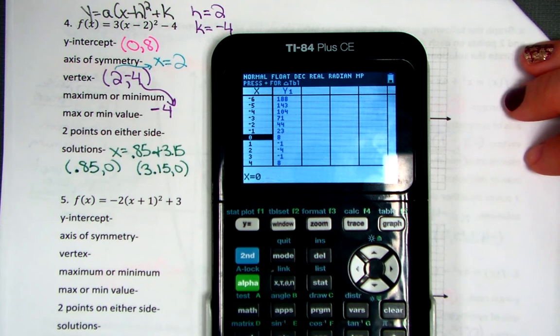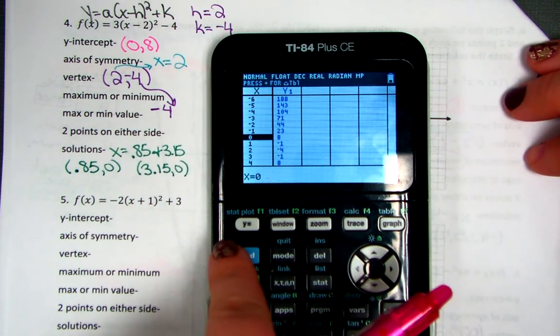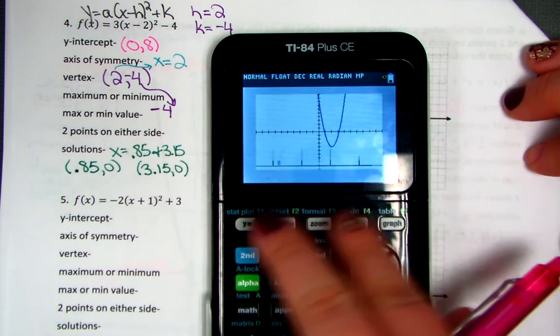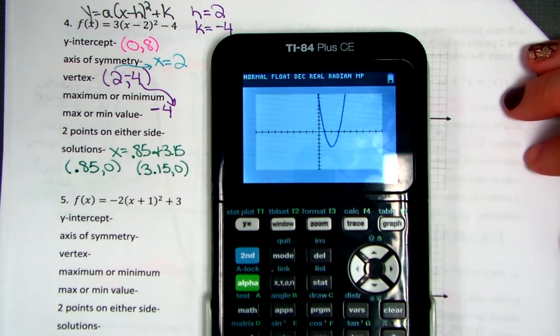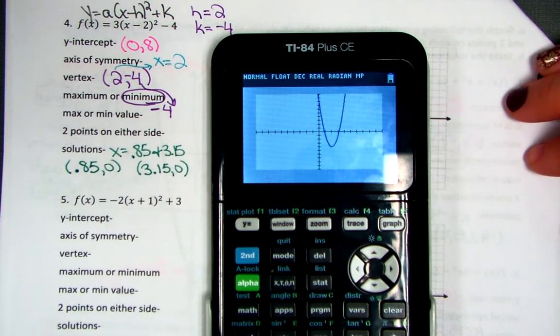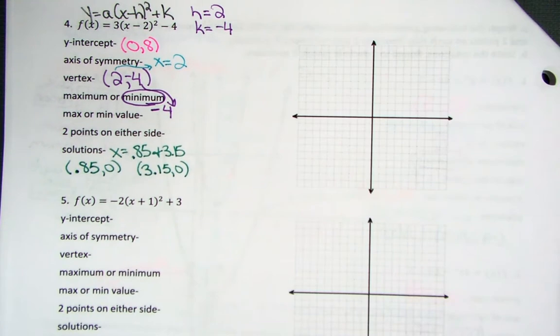Now the table can also be the location where you find other points when your y-intercept and your x-intercepts are also part of the vertex. So you can go to your vertex and find some points on either side. Now we know from looking at this that that vertex is acting as our minimum value. So we're ready to graph.